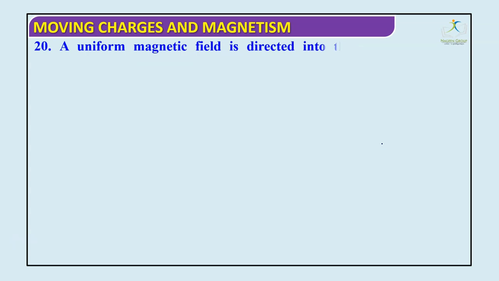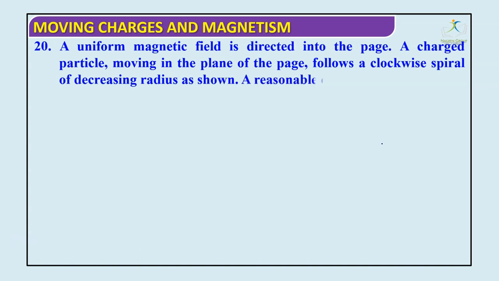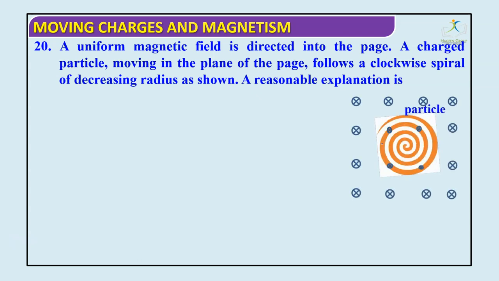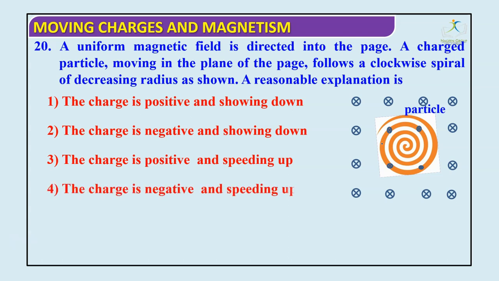Next we have a uniform magnetic field directed into the page. A charged particle moving in the plane of the page follows a clockwise spiral of decreasing radius as shown. A reasonable explanation is one of these options. The charge is positive and slowing down. The charge is negative and slowing down. The charge is positive and speeding up. And the charge is negative and speeding up. So the correct answer for this question is: the charge is negative and slowing down.